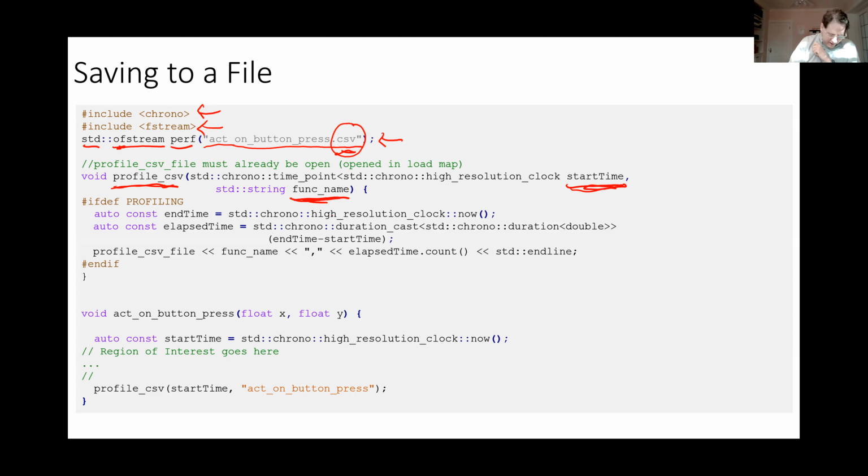And inside this function, I basically just get the end time. The end time is whatever the time now is. Compute the elapsed time, which is just end time minus start time, and cast it to this duration object, and then write out to this profile CSV file the function name that you passed in and the elapsed time that I just got from Chrono, and a new line. So that's what it's going to print, all right?